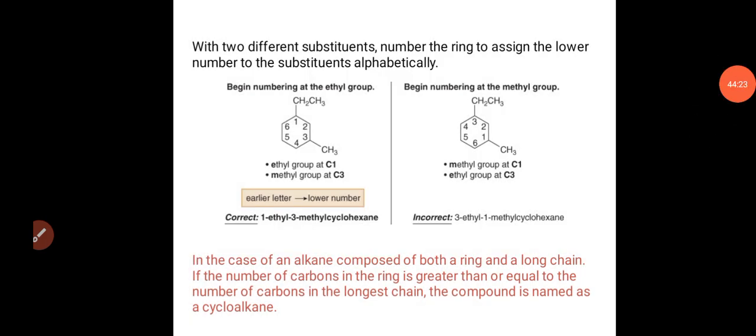Okay, so if you have alkanes and cycloalkanes, and the number of carbons in the chain is the same as in the ring, the parent name always goes to cyclo and the rest is the substituent.